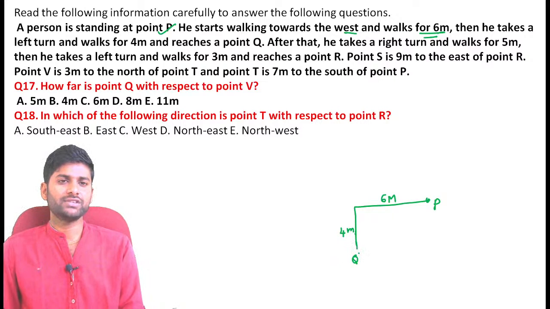And after that, he took a right turn. This is the anti-clockwise direction, and a right turn means we require a clockwise direction. So this is the direction he was traveling, and he traveled 5 meters.